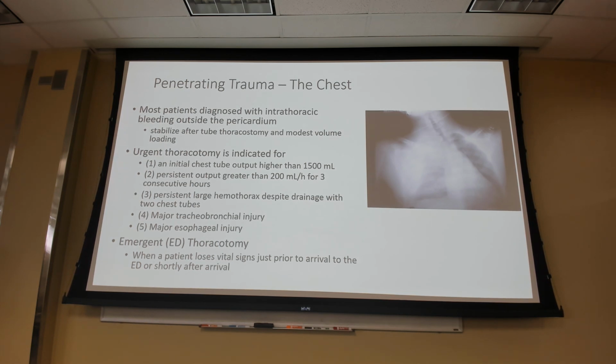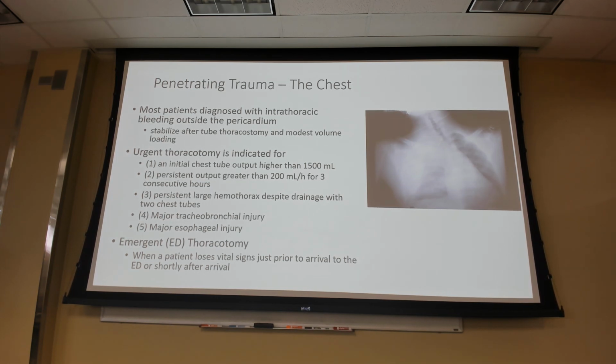Anybody who has over 1,500 milliliters initially on their chest tube output, if they have persistent, it's just 200 milliliters an hour, so any output greater than 200 milliliters an hour is typically going to get a thoracotomy. And then if they have persistent large hemothoraxes, or with drainage and 2 chest tubes, then we'll a lot of times do it. And then anything involving tracheobronchial or esophageal injury, any major injuries, we're going to do an urgent thoracotomy on that.